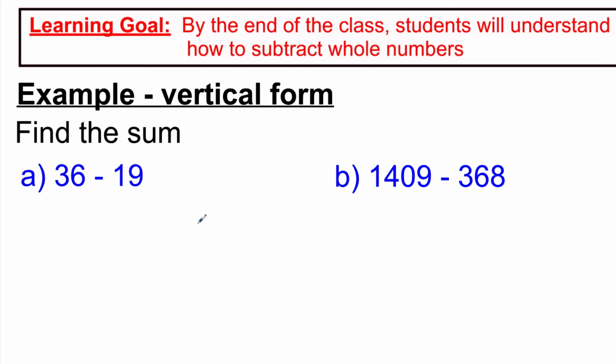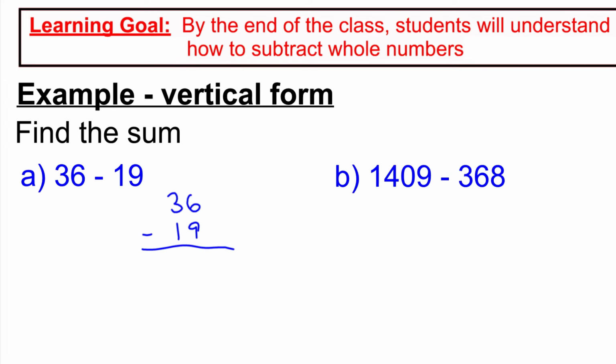Okay, so let's take a look at a couple of our vertical form problems. Okay, I'm sorry, that should say horizontal form. We're going to turn them into vertical form. So again, when it looks like this, I'm going to say 36 minus 19. I want to set it up so it looks like this: 36 and 19. The 6 and the 9 are in the ones column, at the ones digit place, and the 3 and the 1 are both in the tens place. So I line that up.